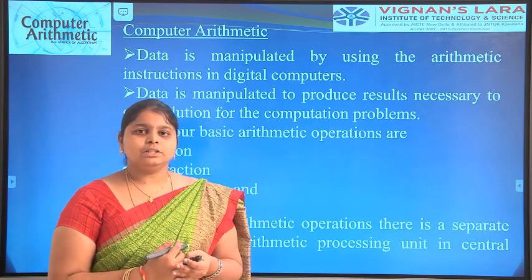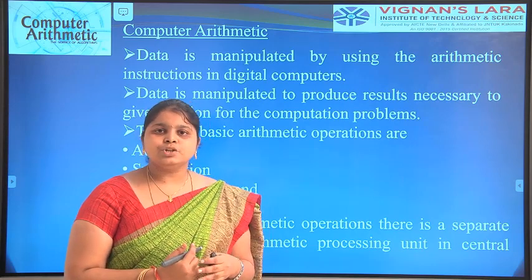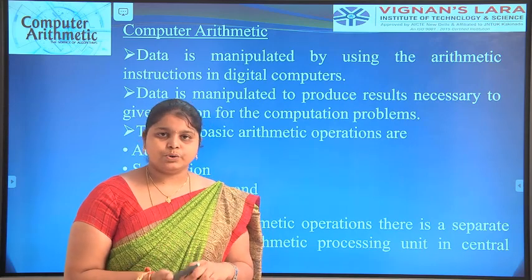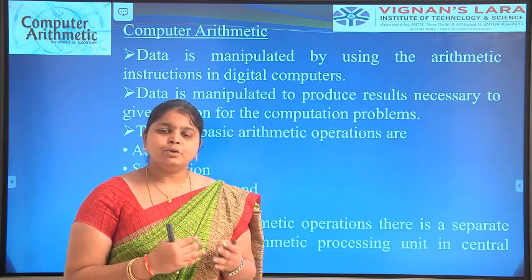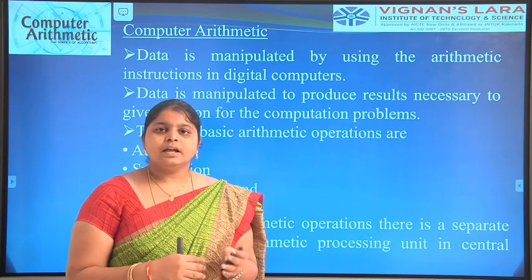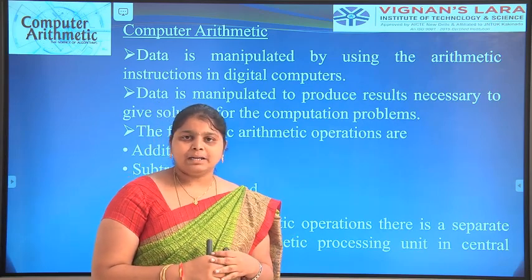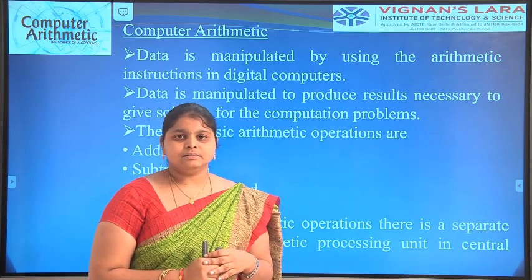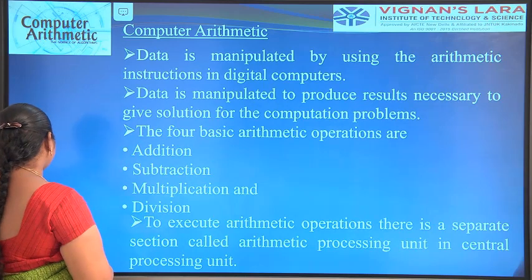Previously we discussed binary numbers. Binary numbers means zeros and ones. Computer arithmetic can be done using zeros and ones. The computer arithmetic is in the form of addition, subtraction, multiplication and division. The data is manipulated by using arithmetic instructions.